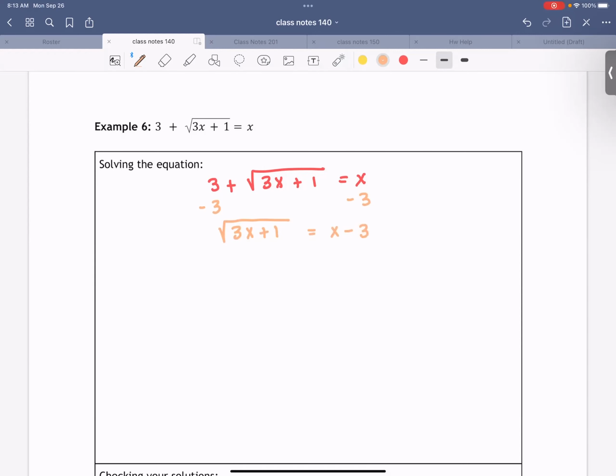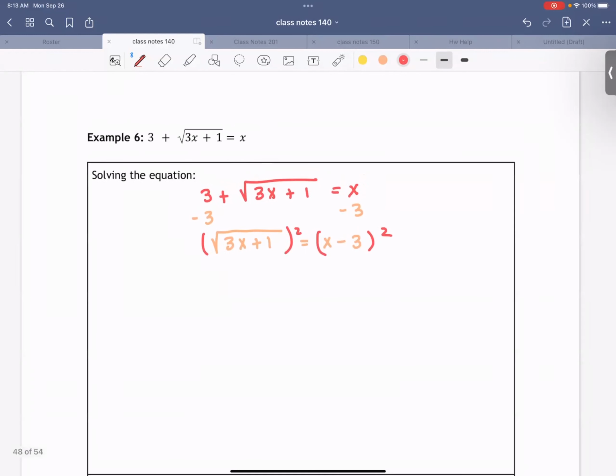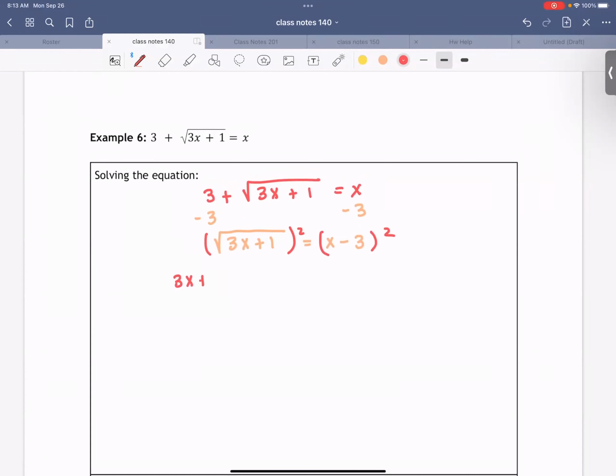Okay. How do we undo a square root? Good. Just like undoing a third root was cubing it, undoing a square root means squaring it. So take both sides and square it. On the left, we're left with 3x plus 1. On the right, we're left with x minus 3 squared. Here's where a lot of people mess up. What do I do next?